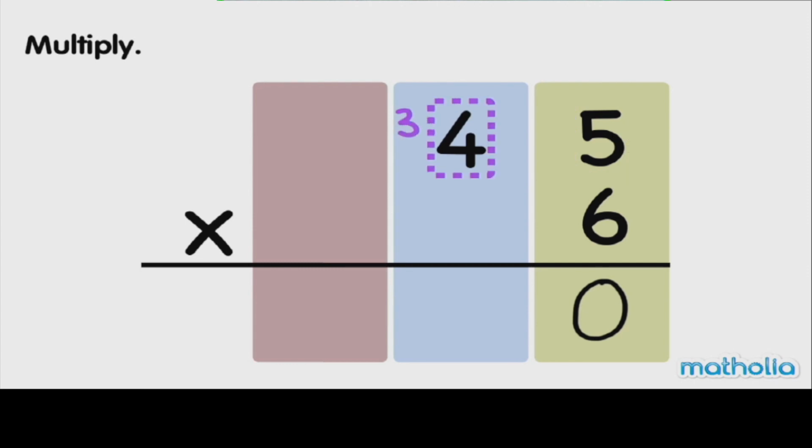Next, multiply the tens by 6. 4 times 6. Add the regrouped tens. 4 tens times 6 equals 24 tens. Plus 3 tens equals 27 tens. Regroup 27 tens into 2 hundreds and 7 tens. So 45 times 6 equals 270.